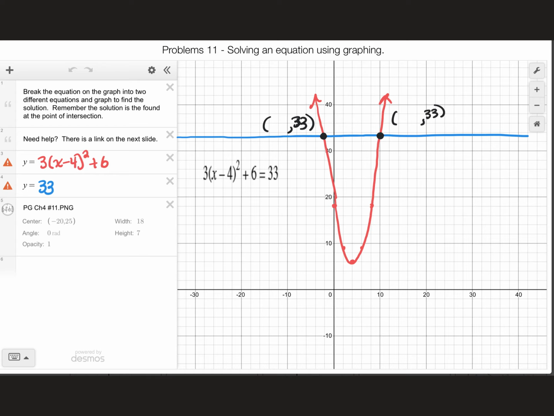Now we just have to figure out the x-coordinate. Well, the right one's easy, that's just 10. And then the left one looks like it's -2. So our two solutions are (-2, 33) and (10, 33).